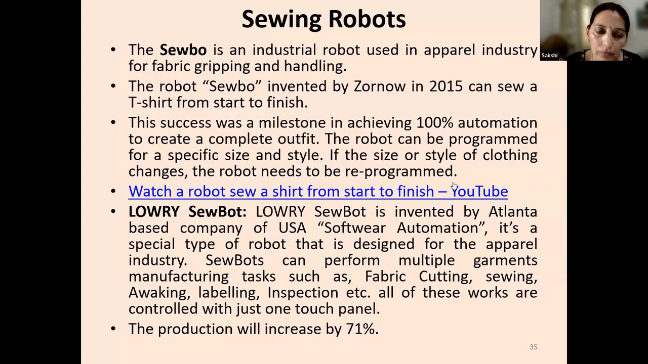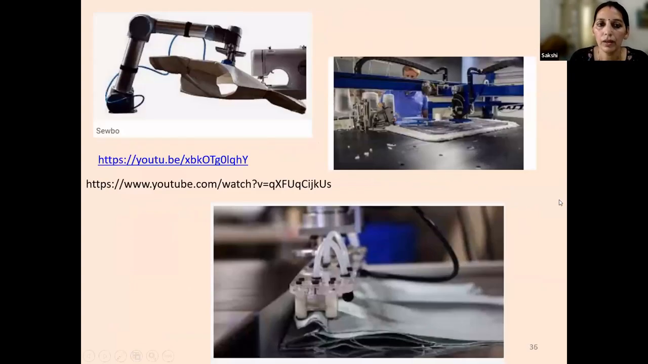There is another robot called Sewbot, invented by an Atlanta-based company in the USA, Softwear Automation. It is a special type of robot designed for the apparel industry, and it can perform multiple garment manufacturing tasks such as fabric cutting, sewing, packing, labeling, and inspection. All this work is controlled with a panel, on which we are supposed to give commands. By using this, production has been increased by 71%. I'll just show this video and then I'll continue.